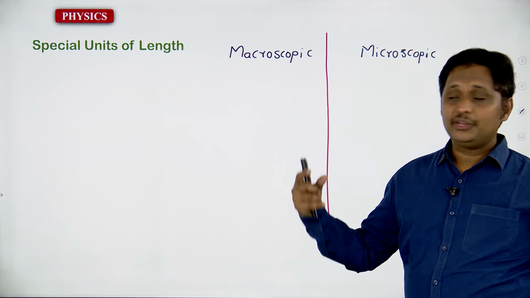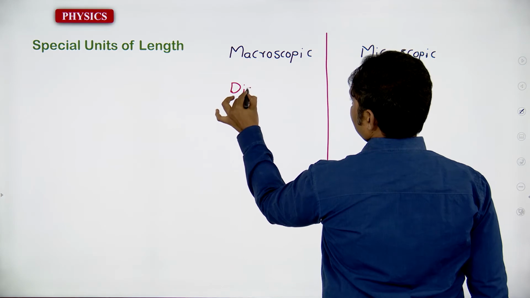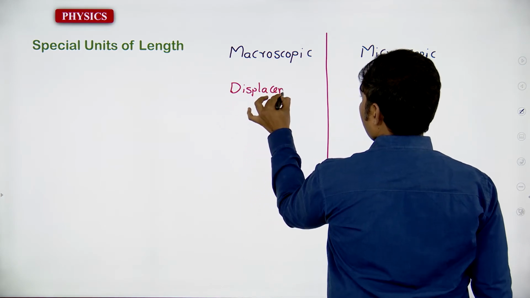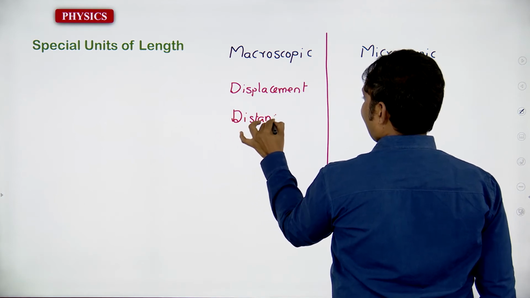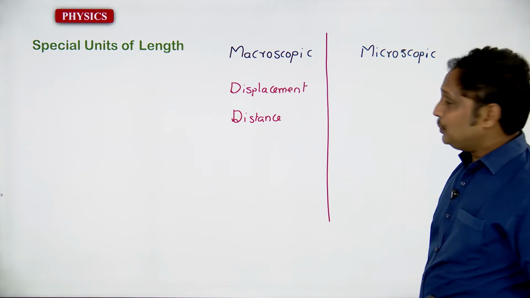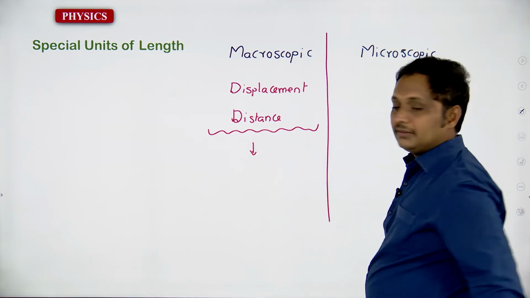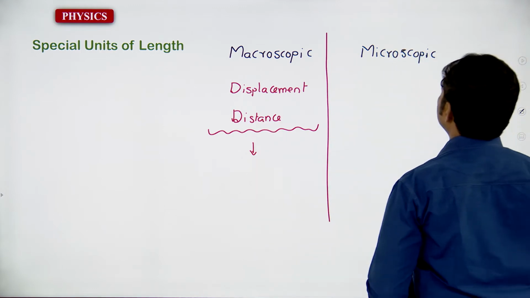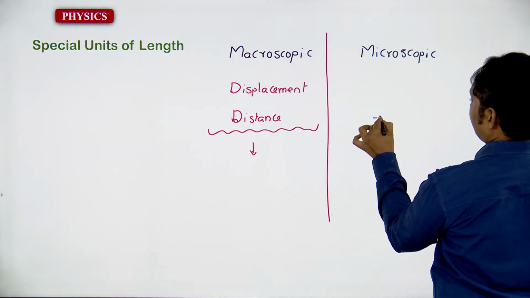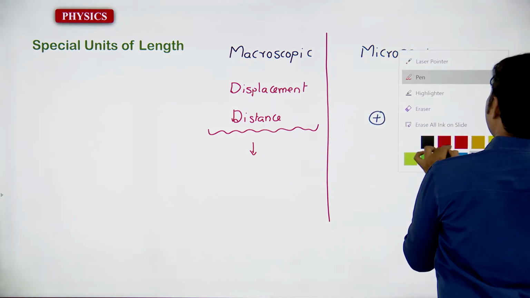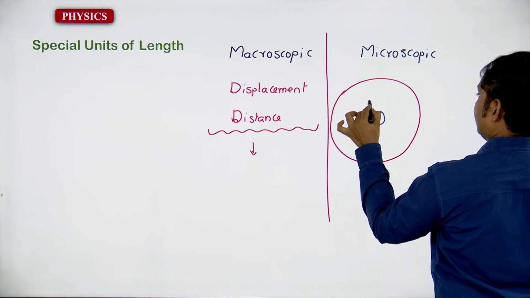With our naked eye, we can see macroscopic phenomenon. You have to get displacement, you will get distance. So you can identify that with our naked eye. But while you are going to get microscopic phenomenon, let's have a look. It's very easy for you.